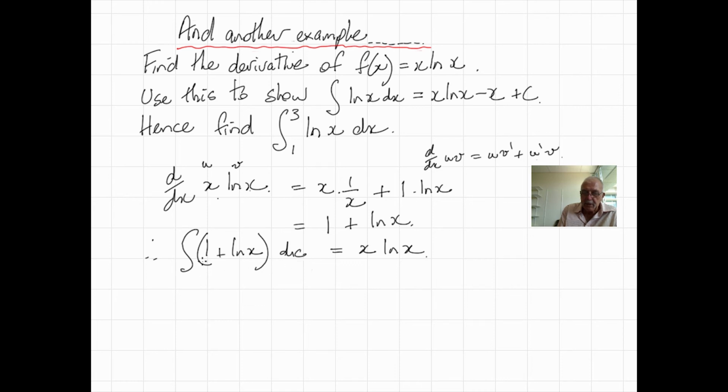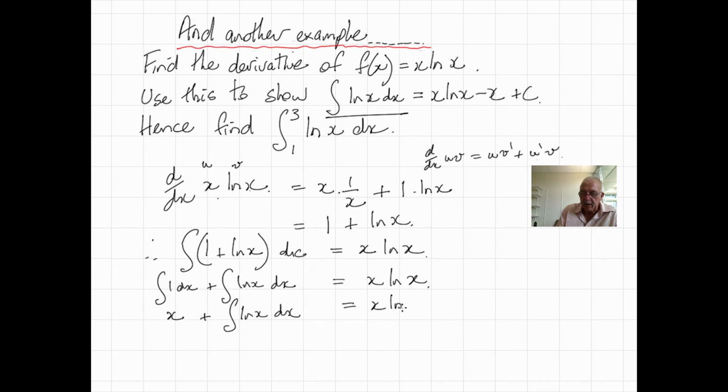When we integrate this, we can integrate each of the individual components, and we can say that that's the integral of 1 dx plus the integral of ln x dx will be equal to x ln x. Now what's the integral of 1 dx? That's just x plus, this is what we're asked to find, the integral of ln x dx will be equal to x ln x. Now the integral of 1 can be x, or x plus c if you like, when we do the indefinite integral.